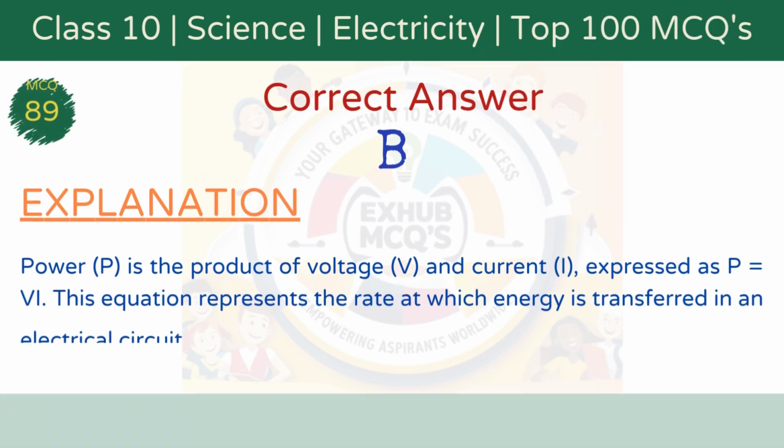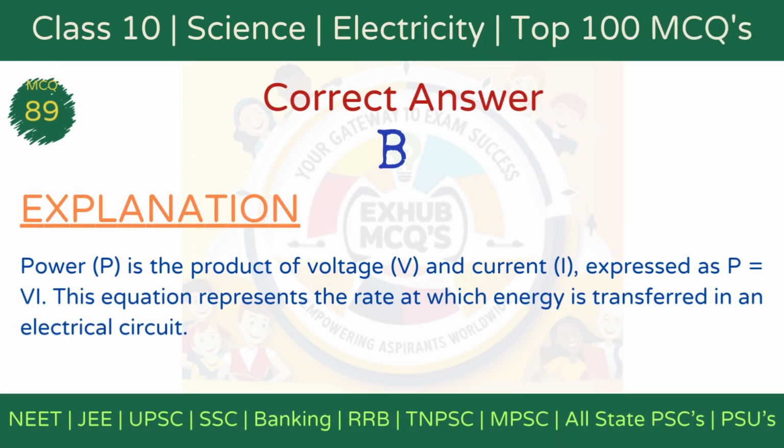The correct answer is option B, power equals voltage multiplied by current. Explanation. Electrical power is calculated using the formula P equals V multiplied by I, where P is power, V is voltage, and I is current. This formula represents the rate at which electrical energy is transferred.